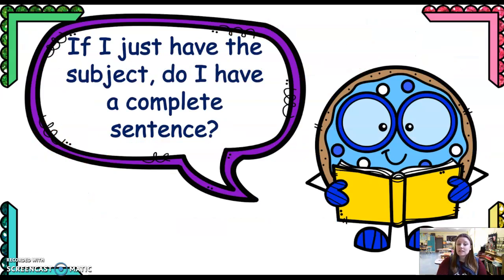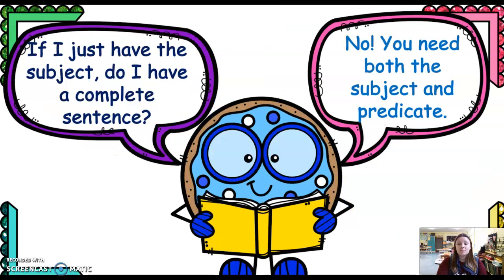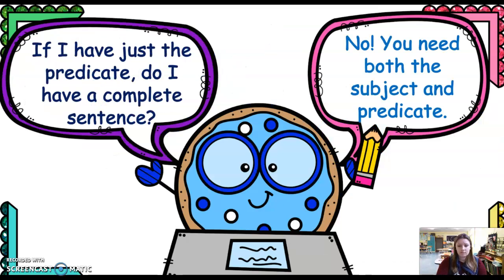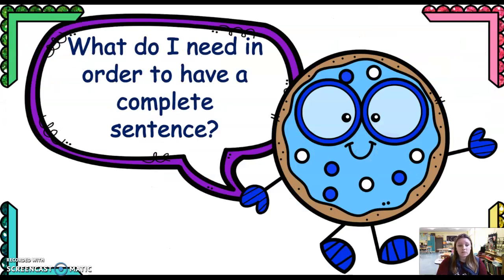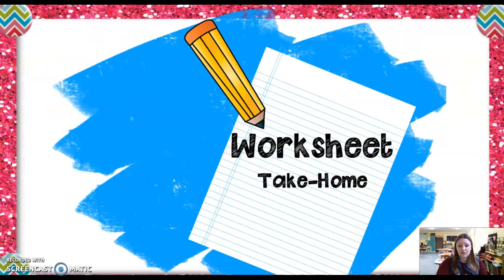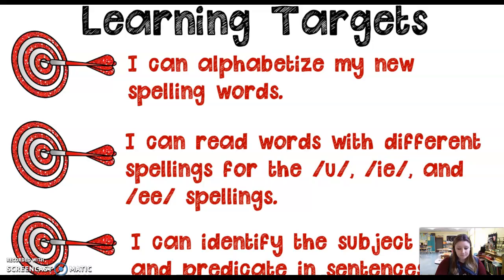If I have just the subject, do I have a complete sentence? Shake your head yes or no. No, you need both the subject and the predicate. If I have just the predicate, do I have a complete sentence? Shake your head yes or no. No, you need both the subject and the predicate. What do I need in order to have a complete sentence? You need the subject and the predicate for a complete sentence.